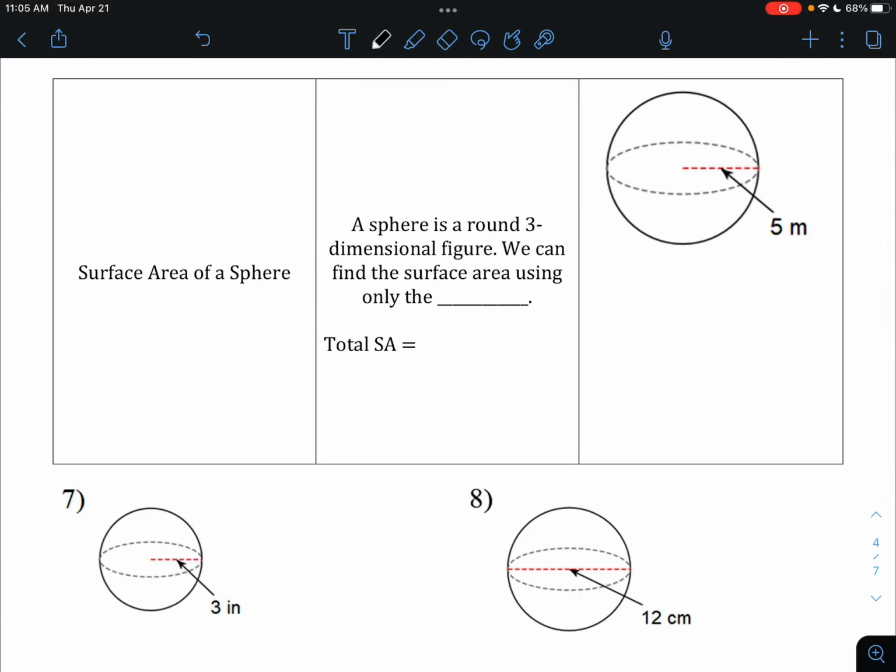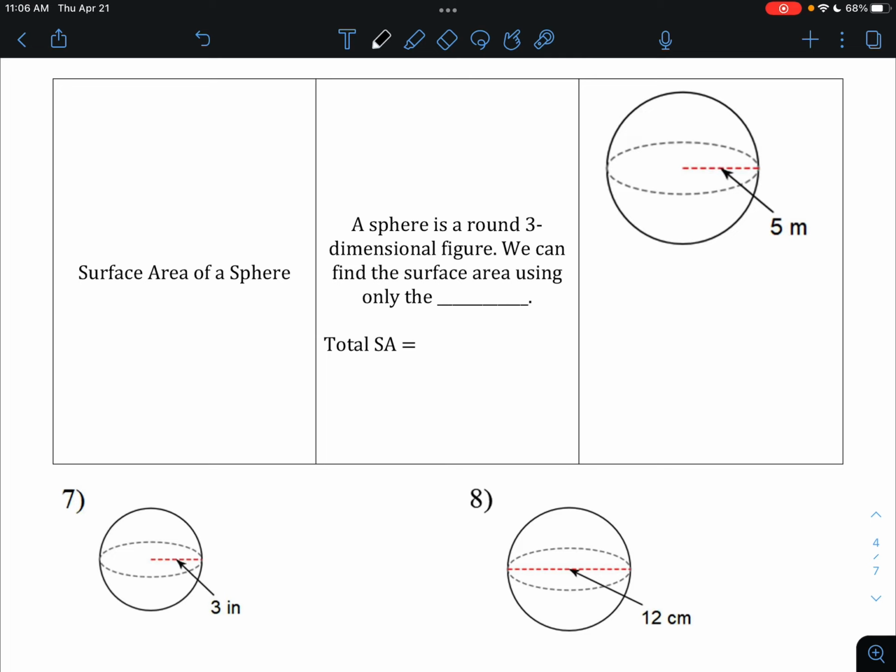All right, y'all, in this last video over surface area, we'll be looking at how to find the surface area of a sphere. Now, hopefully you know what a sphere is. Some examples might be a basketball or a tennis ball, or maybe even the Earth. Technically, the Earth's not a sphere, but it's pretty close.